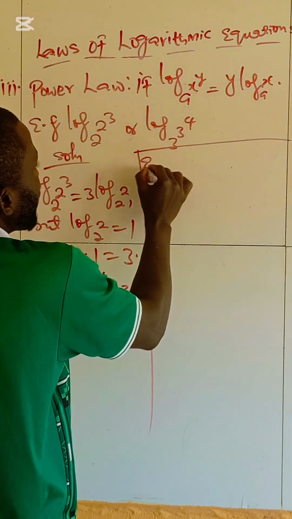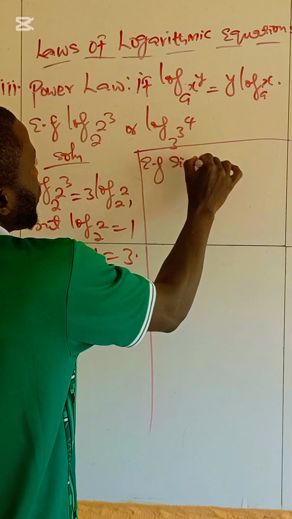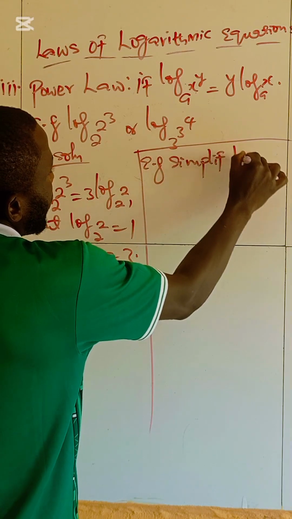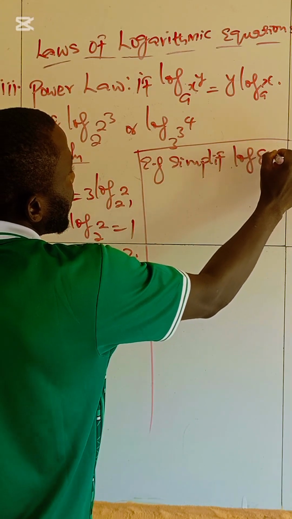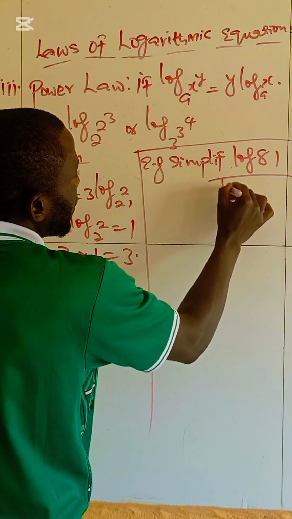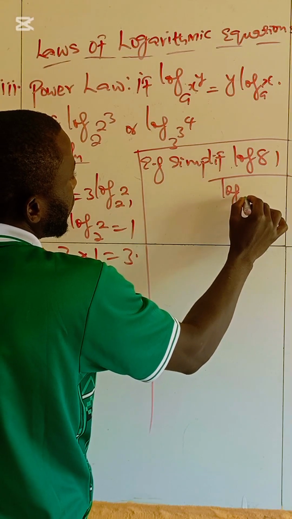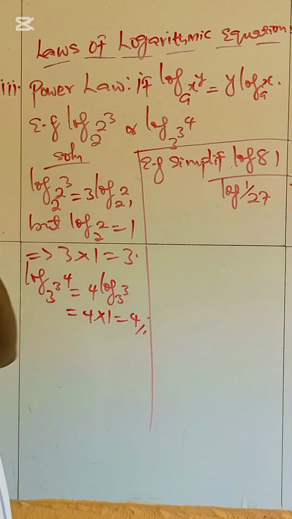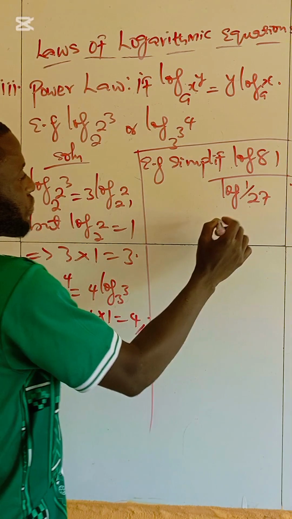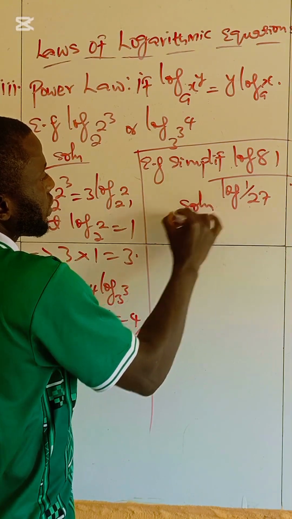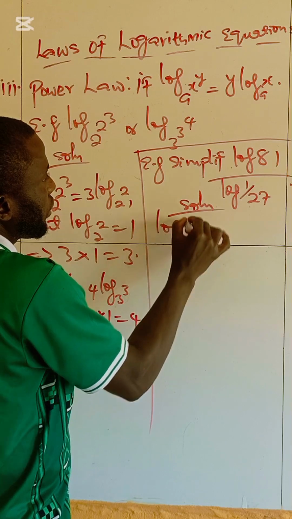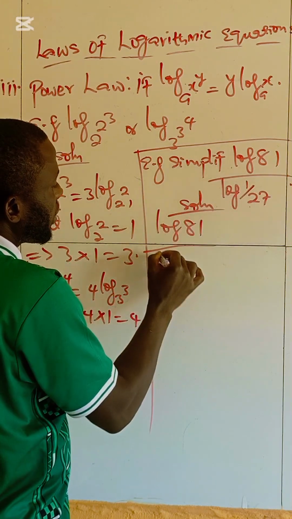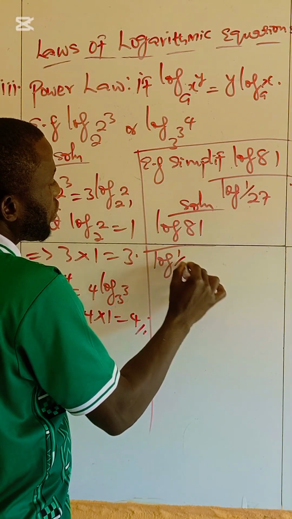How about if we look at another example? You are asked to simplify log 81 all over log 1 over 27. Let's look at something like this and see what we're going to have at the end of the day. So we are given log 81 over log 1 over 27.